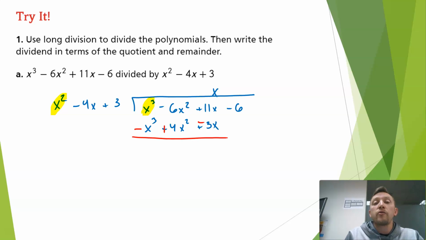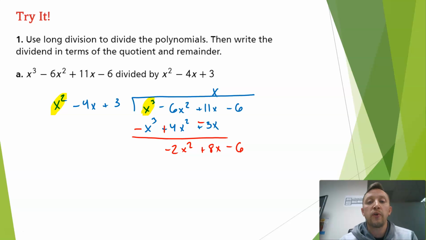So now when we subtract those, x cubed minus x cubed is nothing. But negative 6x squared plus 4x squared is negative 2x squared. 11 minus 3 is 8x. And then we bring down the minus 6. There's just one thing to bring down there.